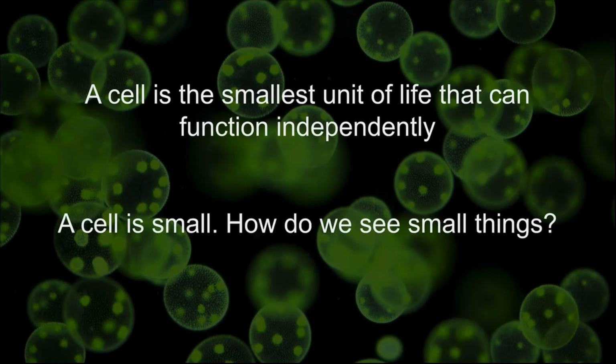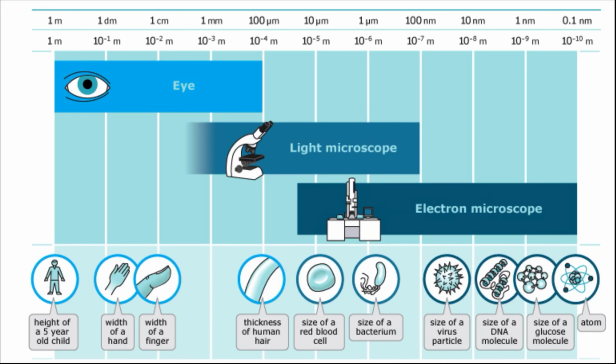Now let's move on into the next larger group in the organization of life. A cell is the smallest unit of life that can function independently. A cell is very small. So how can we see such small things? This scale presents different objects in different magnitudes of size. To the left on this scale are objects that are large and can be measured using meters. On the far right are things that are so small that they're best measured using nanometers.